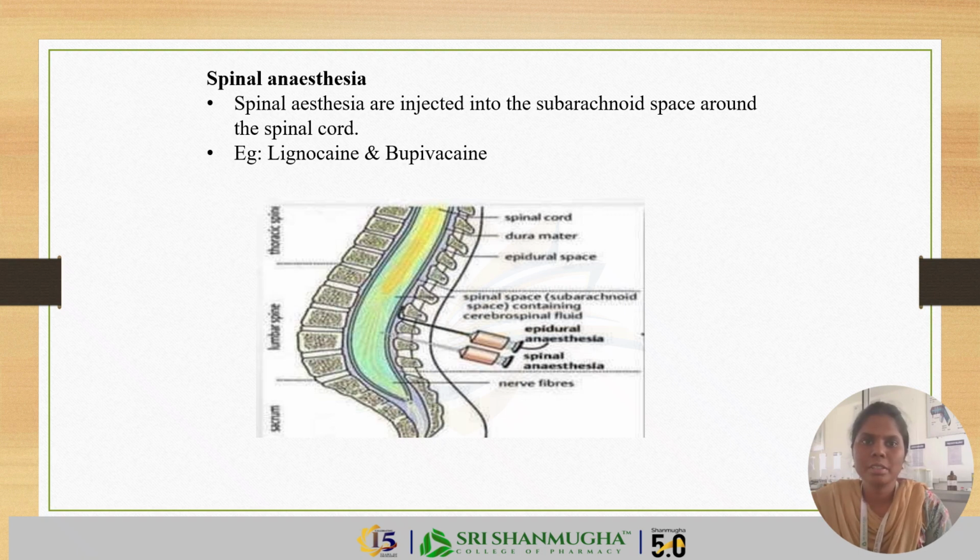The fourth one is spinal anesthesia. This type of anesthesia is given at the spinal site. The injection is into the subarachnoid space around the spinal cord. Lidocaine and bupivacaine are commonly used for this purpose.